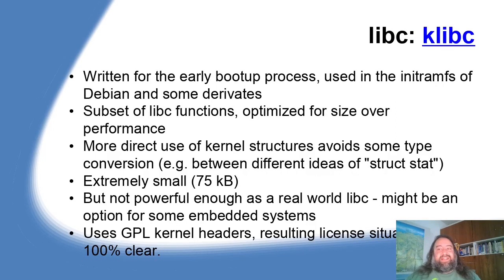Next libc option is klibc, which was written exclusively for the early boot up process. It's used in initramfs of Debian and a couple of derivates. It provides only a subset of libc functions. It's optimized for size over performance, and it uses kernel structures directly to avoid type conversions for both performance and size reasons. It's extremely small, fits into 75 kilobytes, but it's probably not powerful enough as a real-world libc.